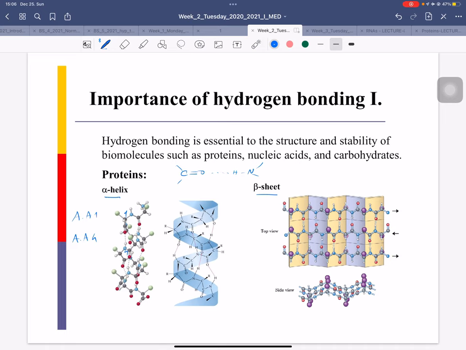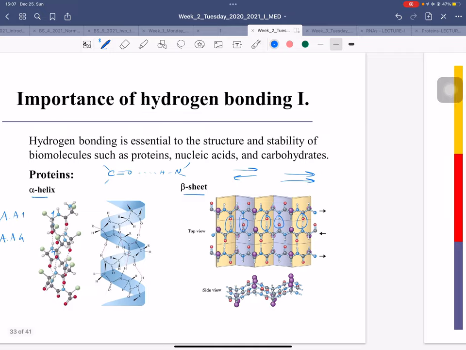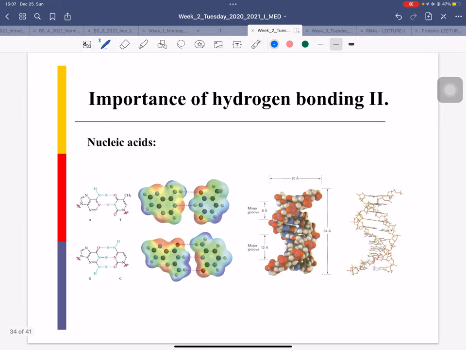But in the beta sheet, it also is the secondary structure of the protein. Again, they are opposite each other, and the hydrogen bond will be between these groups, which are in front of each other, okay. If they're in the same direction, it is parallel. If in the opposite direction, it is anti-parallel.